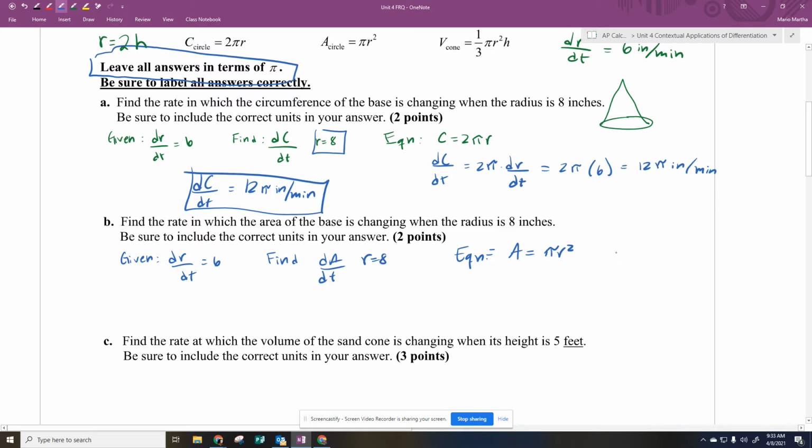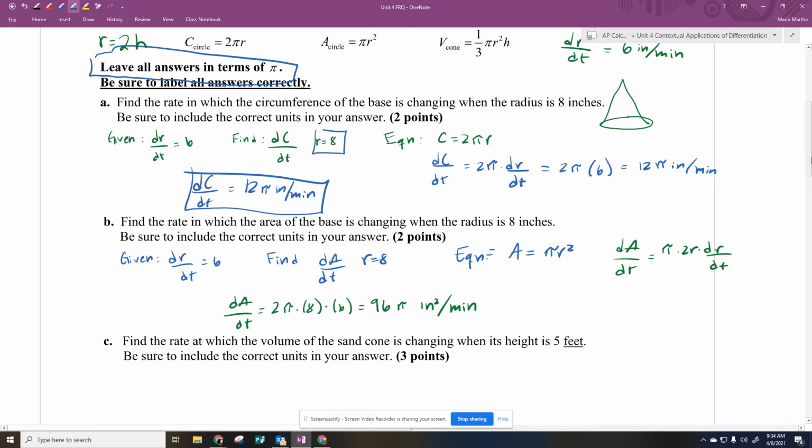All right. So we take the derivative of that. So dA/dt equals pi times 2r times dr/dt. All right. And continue over here. So dA/dt, we do the substitution, and therefore we have 2 pi, right, times r, which is 8 in this case, times dr/dt, which is 6. So that's 2 times 8 times 6, which gives us a total of 96 pi. And in this case, it's area, so we're looking at square inches per minute.